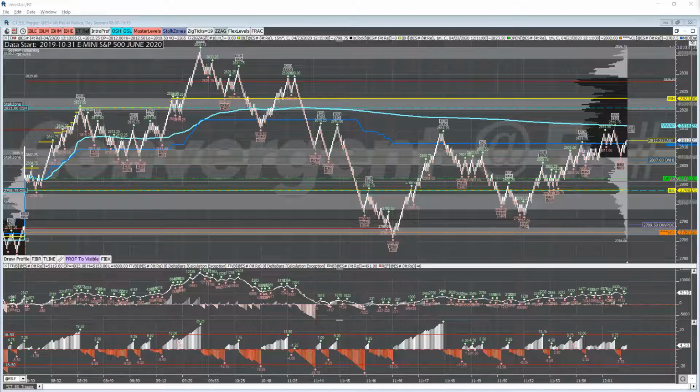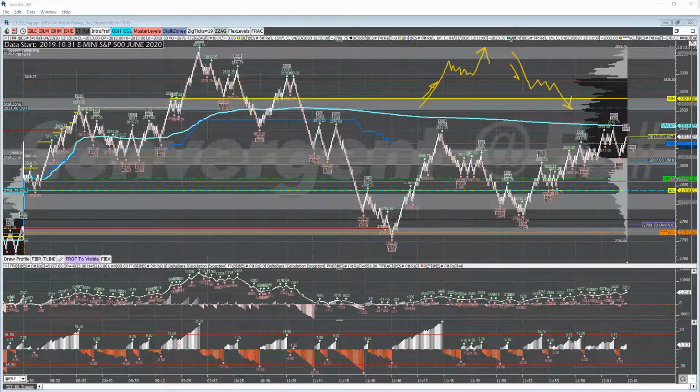Oftentimes, zippers are what make up flags. If you recall, just as a review, a flag is an impulse or a move that consolidates like this and then resolves itself in the direction of the original move, right? Flags can be positive or negative. So this is a bear flag here. The initial move is this way. Whenever we see this impulse, we're always looking for the zipper area as an advantageous entry point to enter for the continuation. We're always looking for the continuation. It's hard to catch the initial move a lot of times.